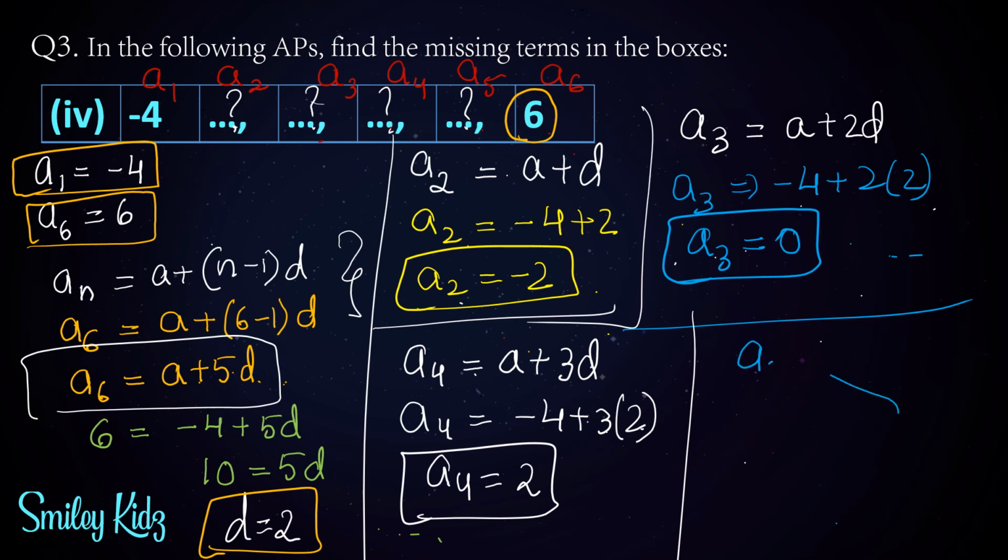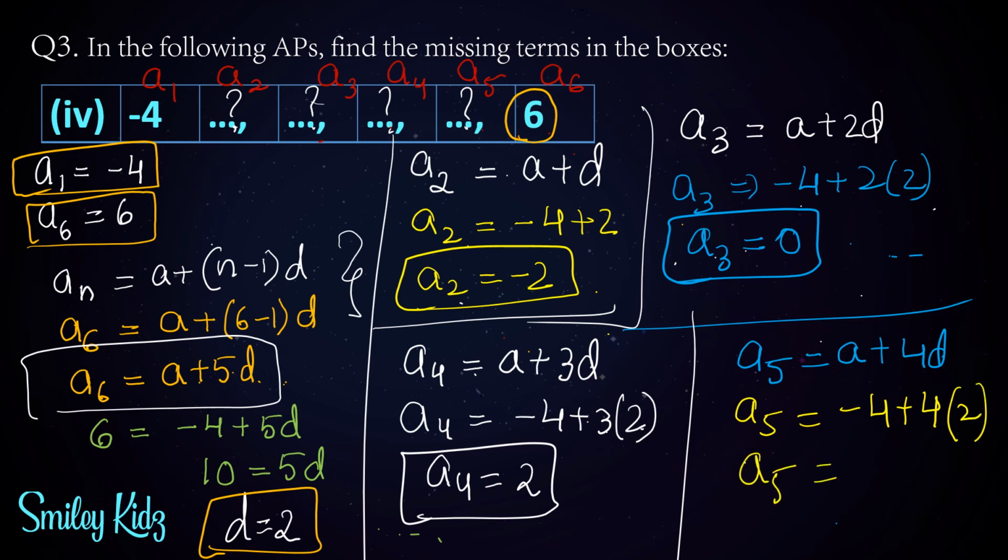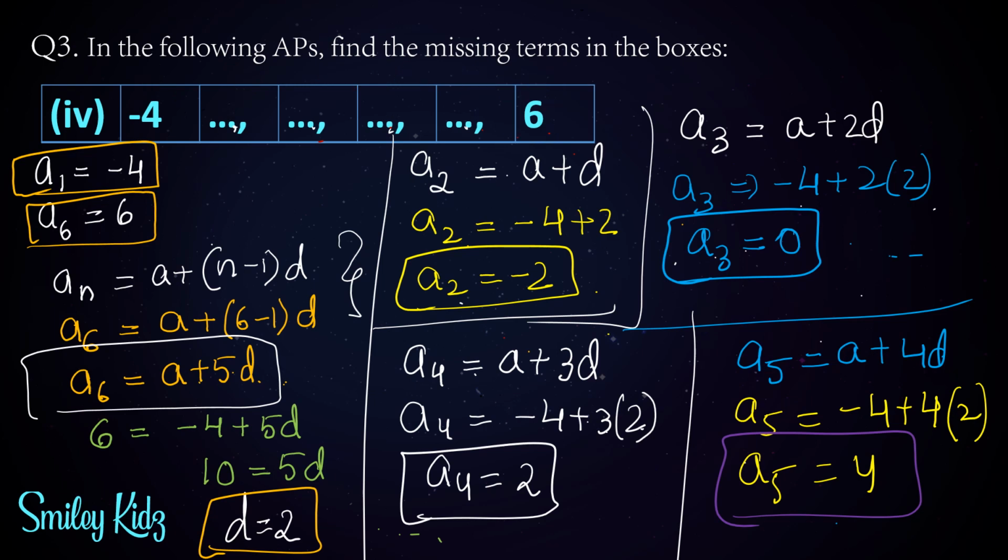Then we have A5 is equal to A plus 4D. We're simply extracting the terms which are missing, isn't it? So A5 is equal to minus 4 plus 4 into 2. Now A5 will be equal to what? Minus 4 plus 8. It's going to be 4. So what is the value of A5? It is 4. Now let's just simply write the missing terms. So what is the value of A2, everyone? It is minus 2. What is the value of A4? A4 is 2. And what is the value of A3? It is 0. What is the value of A5? It is 4. So in this way, we can extract the middle terms.